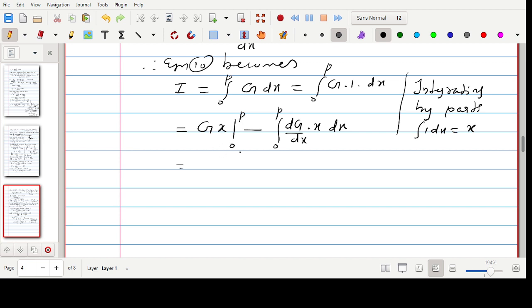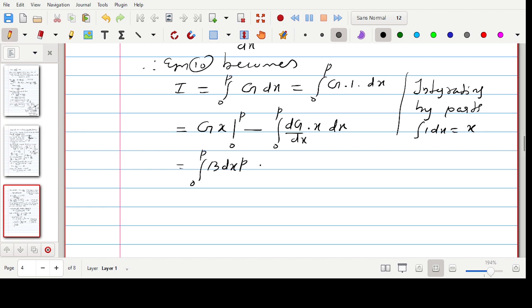What about this g at p into x? The value of x is p. So g is the integral of b dx. So this will be the integral 0 to p b dx into p, minus g at 0 into the value of x, which is 0. That means at 0 this g x becomes 0, so the second term will be 0. This one, g x at p, will be the integral of b dx times p, then minus g x at 0, which will be 0.